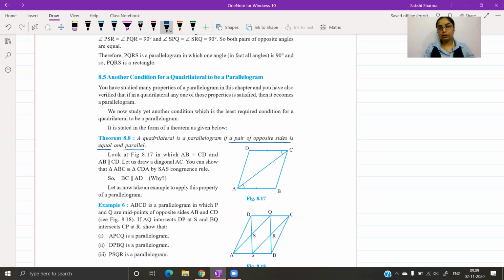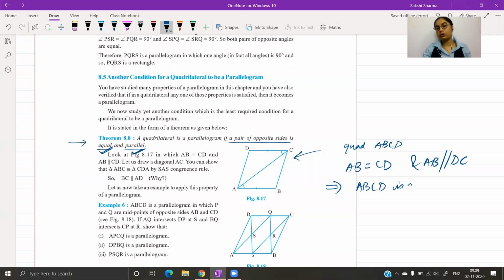This result here, theorem 8.8, suggests that just pick one pair of opposite sides, and for that particular pair, prove that the pair is equal as well as parallel. So, for example, if in this quadrilateral ABCD, I am able to prove that AB is equal to CD and AB is parallel to DC, if I can prove this, then I can conclude that ABCD is a parallelogram.